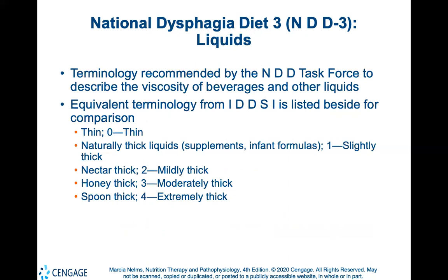National Dysphagia Diet 3, the liquids: terminology recommended by the NDD task force to describe the viscosity of beverages and other liquids. Equivalent terminology from IDDSI is listed beside for comparison. Thin is thin liquids. Naturally thickened liquids, supplements, or infant formulas, that's slightly thick. Nectar thick, mildly thick. Honey thick, moderately thick, and spoon thick is extremely thick.